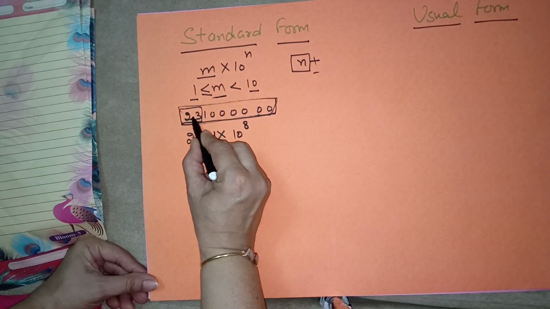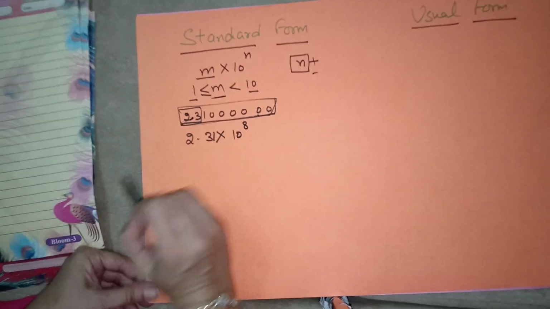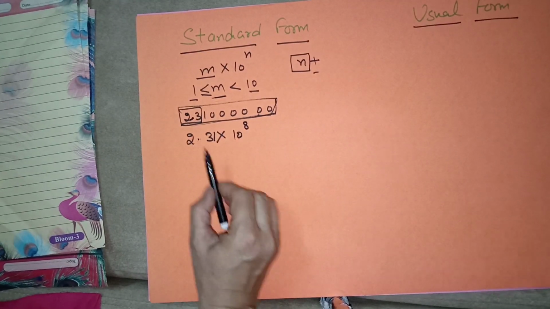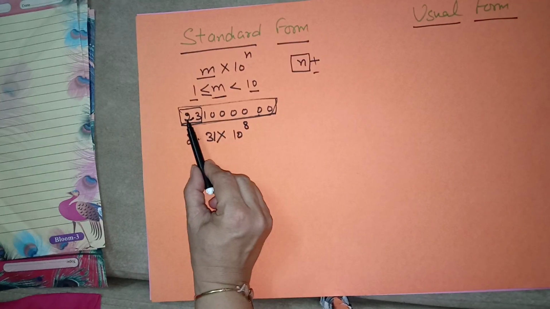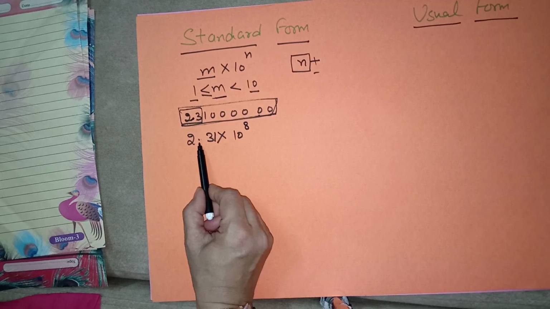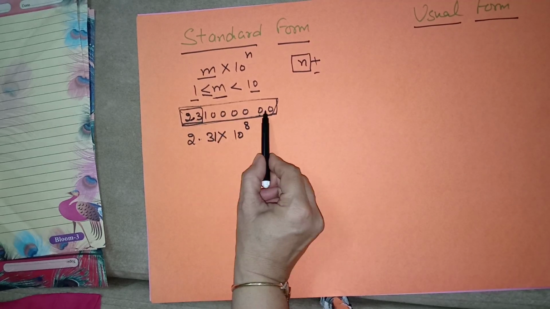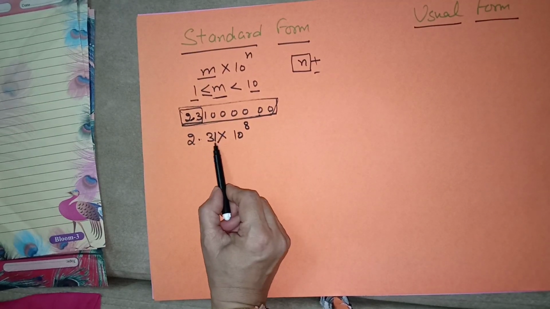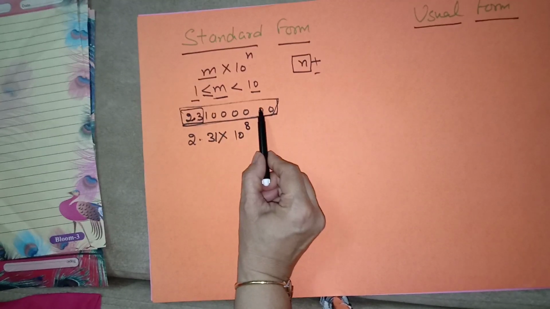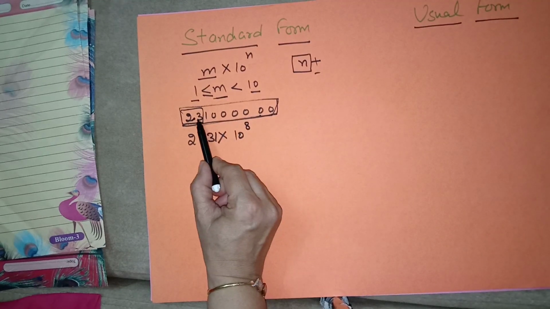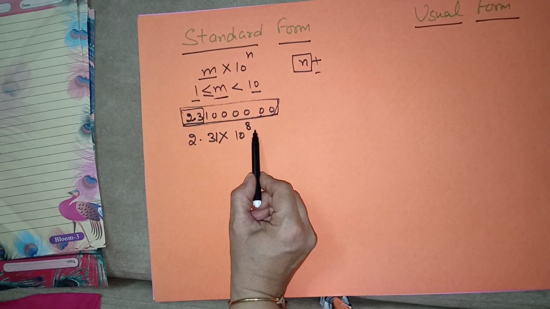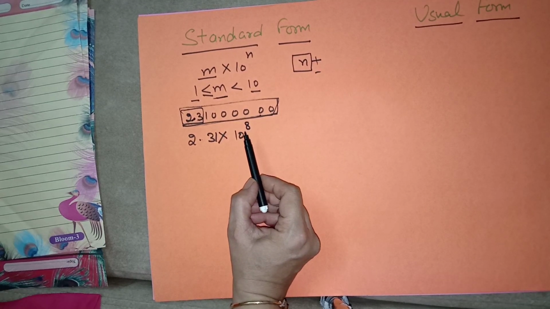This is a large number. If you want to write it in standard form, what is the thumb rule? You put the decimal after the first digit. The first digit is 2, put the decimal, 2 point, and whatever is left you write here: first the digits 3 and 1, and afterwards the zeros. After that you count the digits: 1 2 3 4 5 6 7 8. Altogether these are 8. So 2.31 multiplied by 10 raised to power 8. That is the standard form.